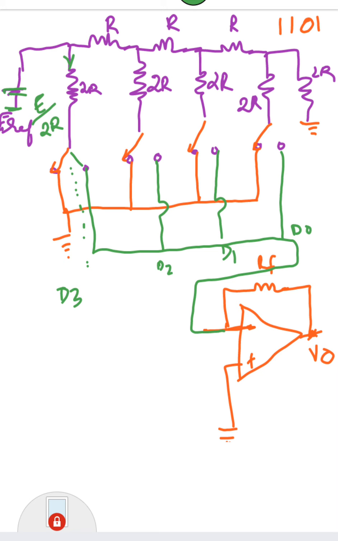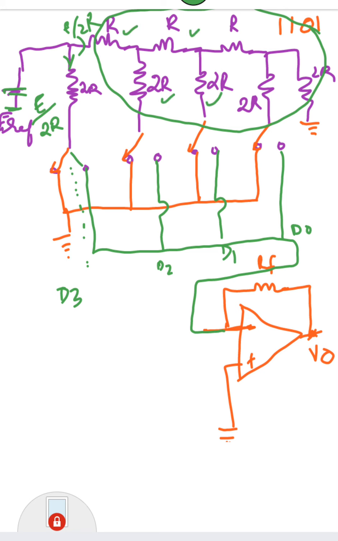Okay, and this current also will be E divided by 2R, because when you calculate the equivalent circuit of this branch, consisting of this R, 2R, R, 2R, R, 2R and 2R, definitely that value will be equal to 2R. So when I replace this, the circuit will be like this.